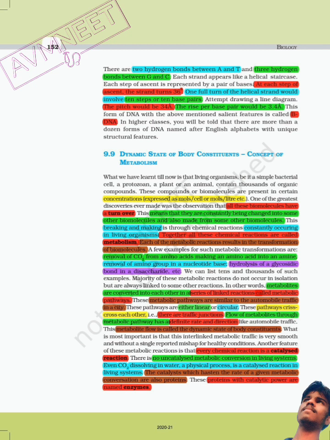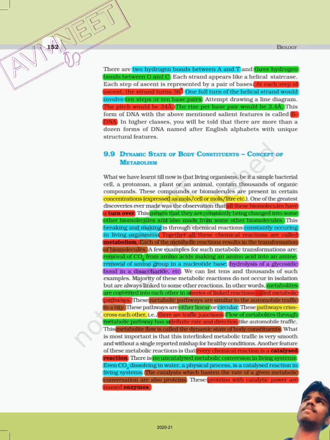Attempt drawing a line diagram. The pitch would be 34 angstrom. The rise per base pair would be 3.4 angstrom. This form of DNA with the above mentioned salient features is called B-DNA. In higher classes, you will be told that there are more than a dozen forms of DNA named after English alphabets with unique structural features.